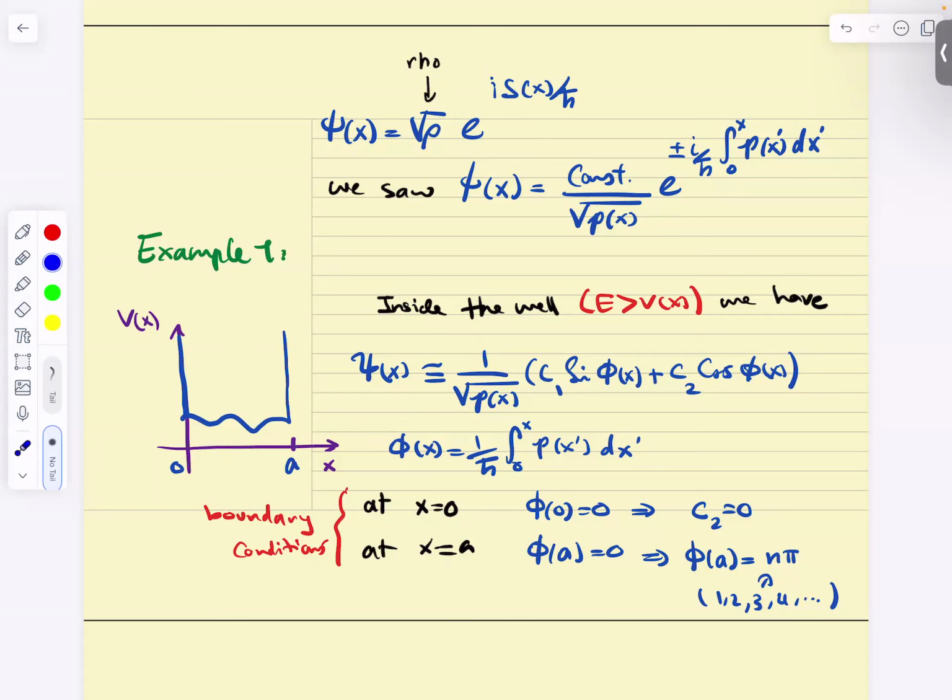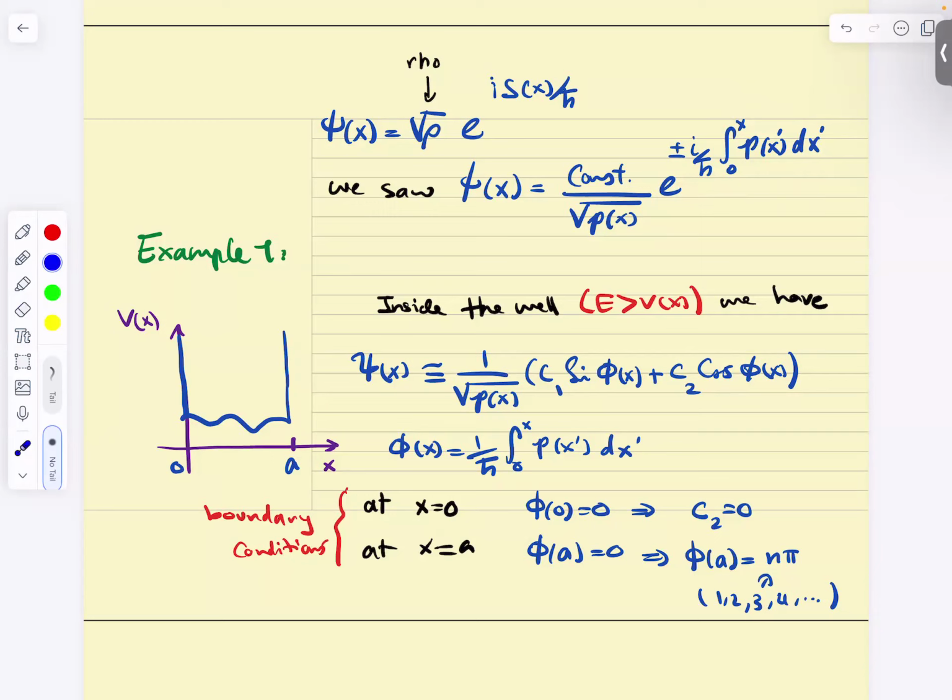All right, so you could rewrite these two exponents as cosine and sine. Is that clear to everyone? So there will be two constants that are written as C1 and C2. And phi of x is just a short expression I'm using for this integral in the exponent. At x equals 0, psi has to be 0. So phi of 0 is 0, and the way to arrange for that is to set C2 equals 0.